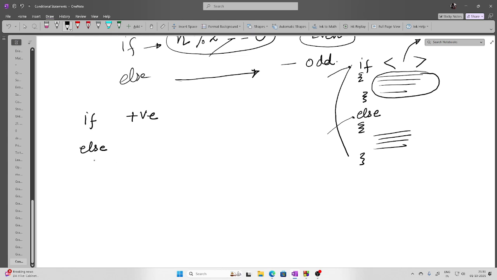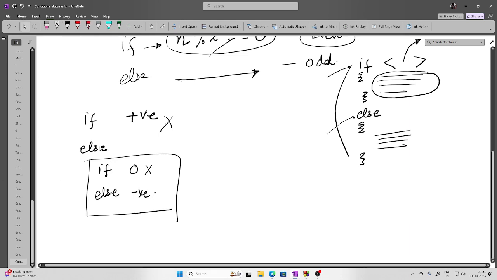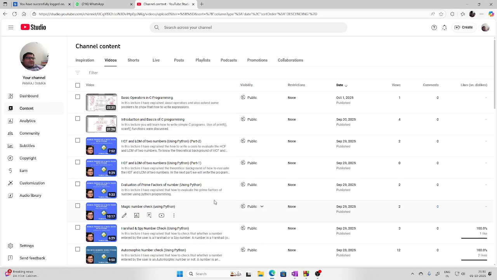So else, now inside else, you will be writing if. What if the number is 0? Then you have to print it as 0. Now, if the number is not positive, and it is also not 0, then it has to be negative. Simple, very simple. So inside else, we have written one more if else. So let us write this program.